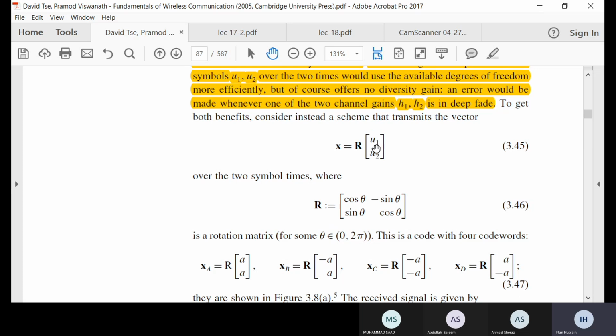And what will be the values of u1 u2? They could be any BPSK values. They could be A, A; minus A, minus A; A, minus A; or minus A, A. These could be the values. Each of these vectors, if they are multiplied with R, I will get vectors XA, XB, XC, XD. And remember, XA is a full-fledged vector. It is a 2 cross 1 vector. This is also a 2 cross 1. These are all vectors.